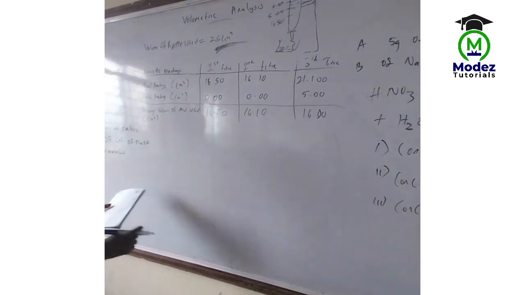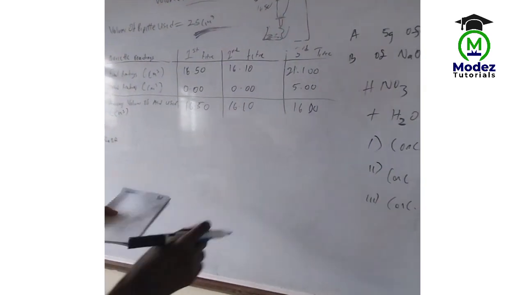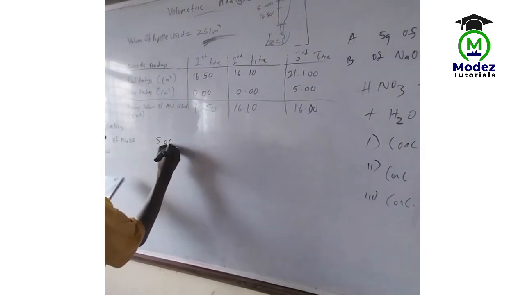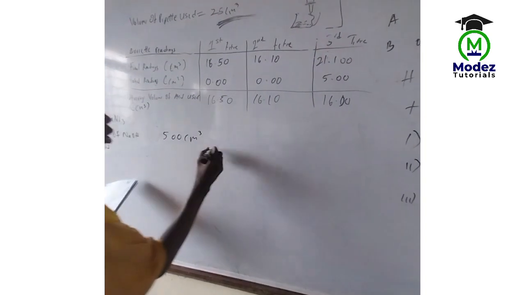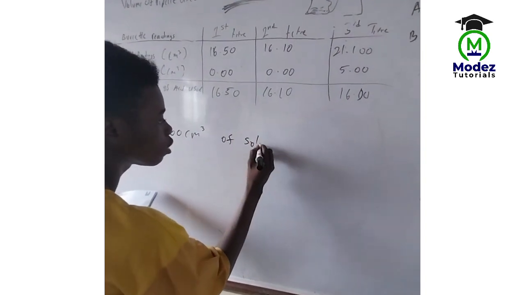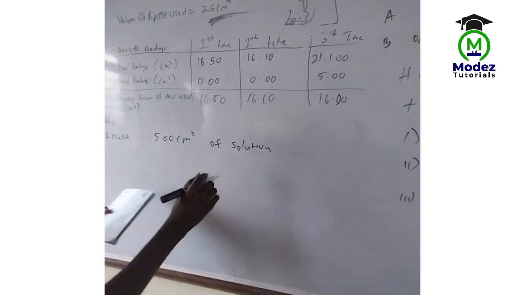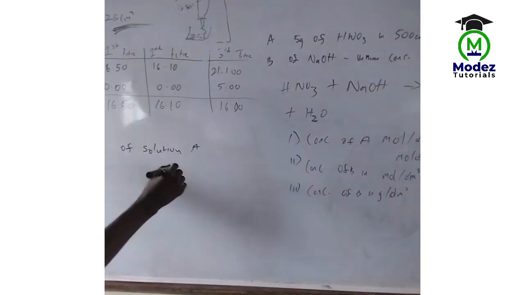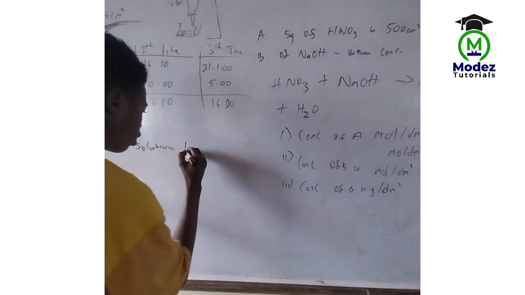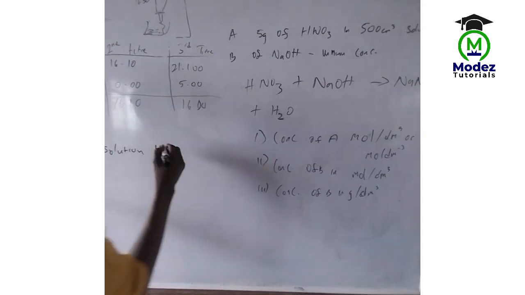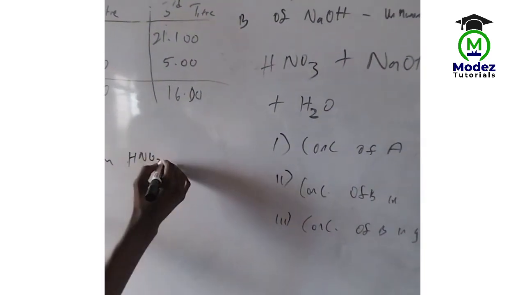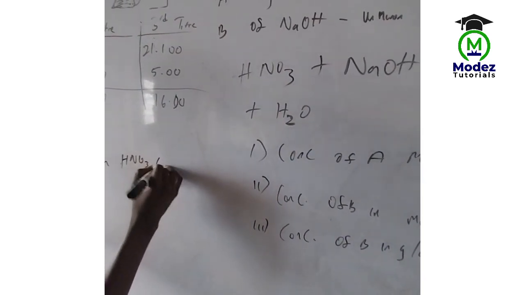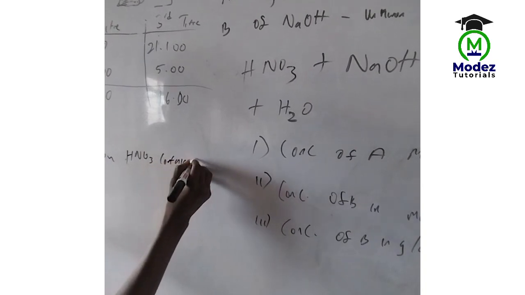So now, looking at the question again, they said that 500 cm³ of solution A, which is HNO3, contains 5 grams.